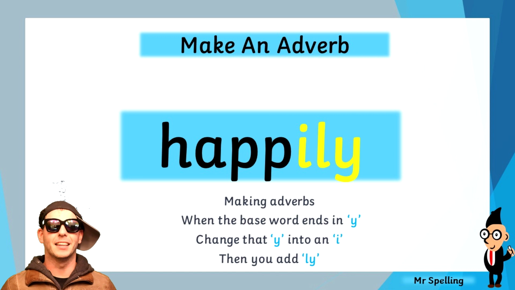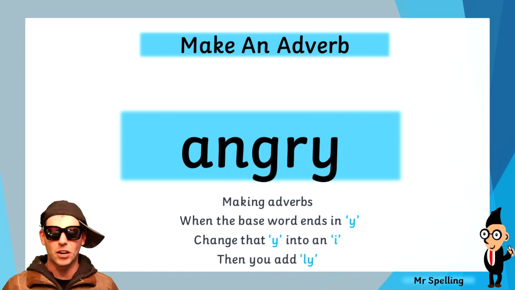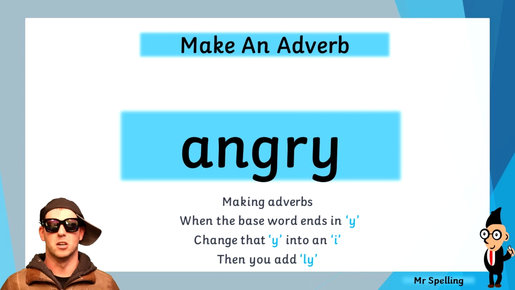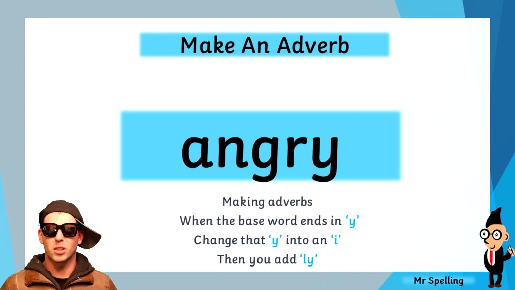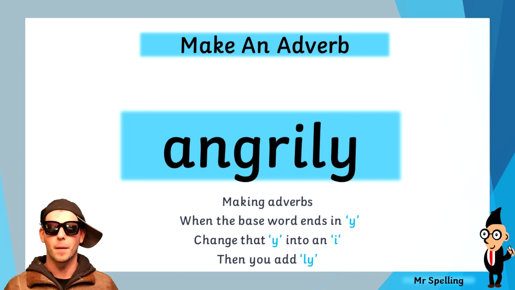The next word on our list is the adjective angry. And we want to make it into the adverb angrily. So have a look at the word. Does it end in Y? Yes, it does. So we're going to change that Y into an I and add ly. And angry becomes angrily. The next word on our list is the word clumsy.